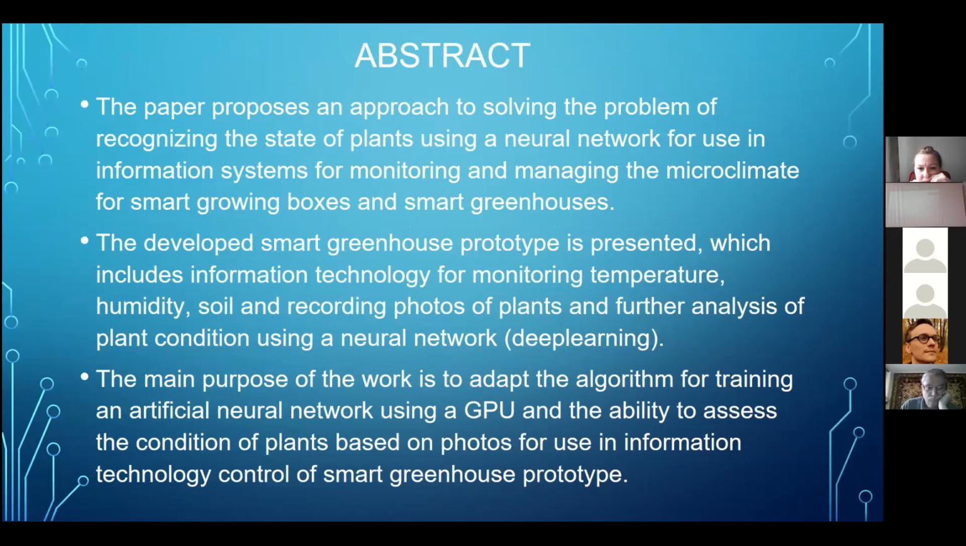The developed smart greenhouse prototype is presented, which includes information technology for monitoring temperature, humidity, soil, and recording photos of the plants for future analysis of plant conditions using a neural network or, as someone says, deep learning. In addition, the dashboard interface is built for easier control of light, temperature, and other factors that create a favorable microclimate for a particular type of plants, and managed through a smartphone.